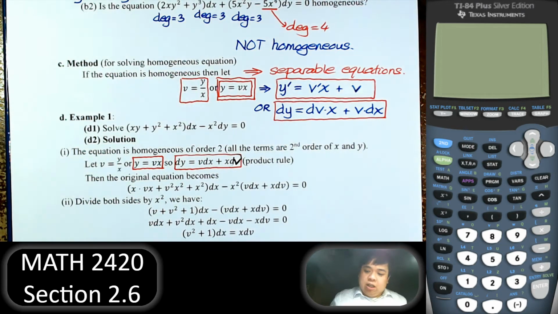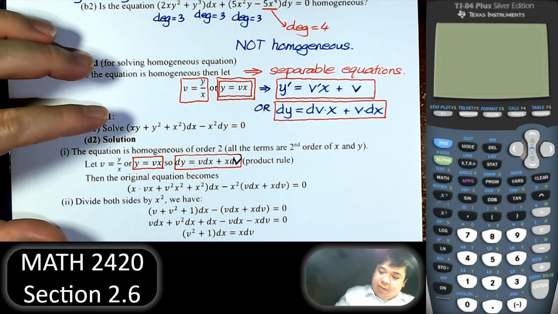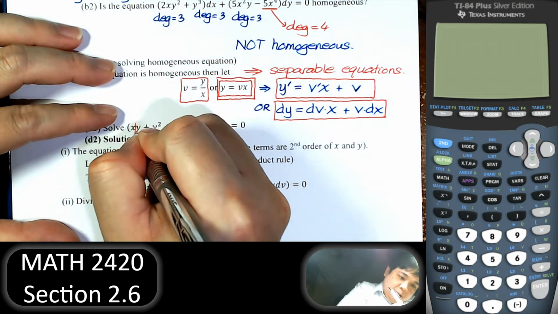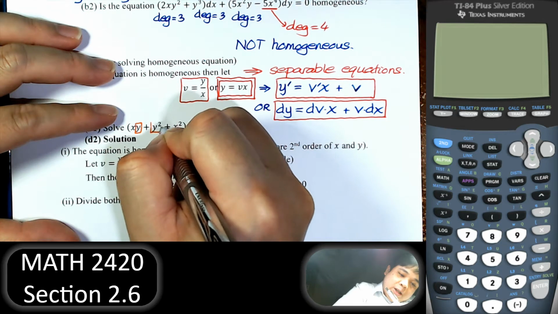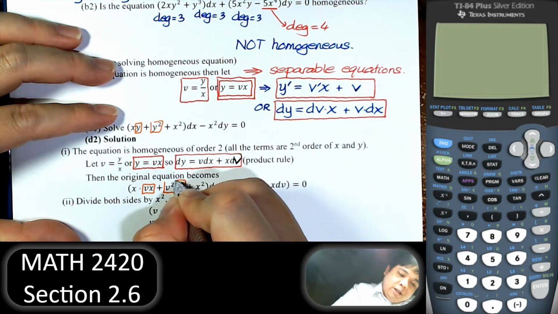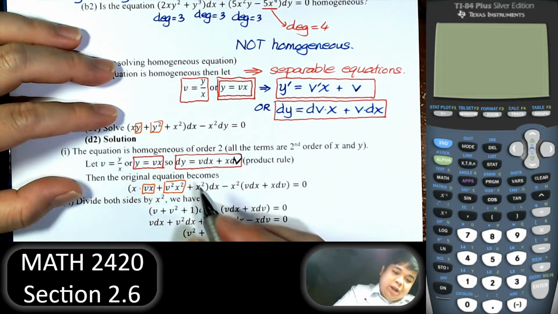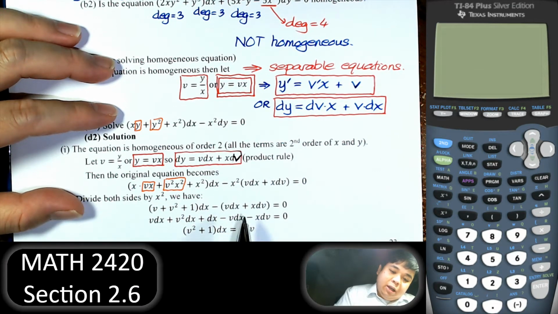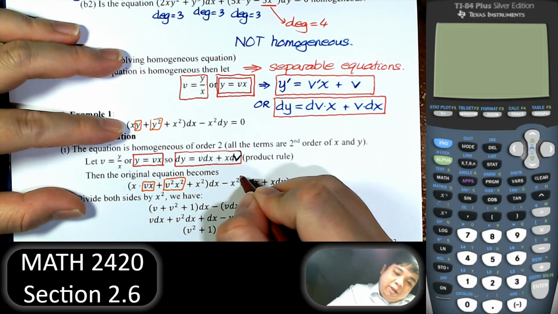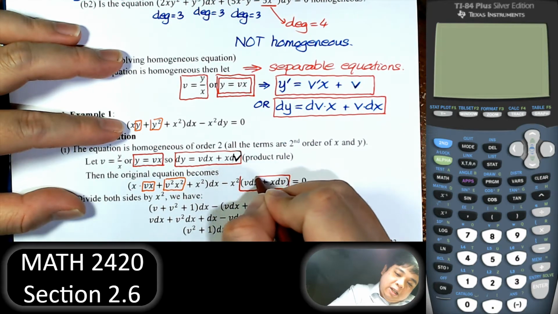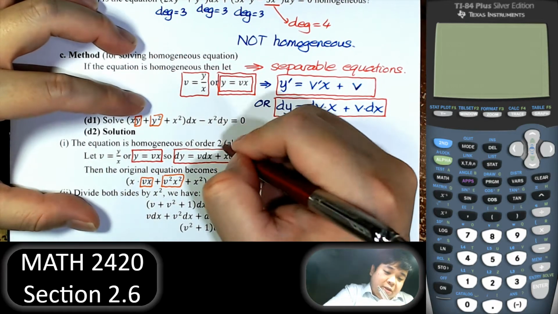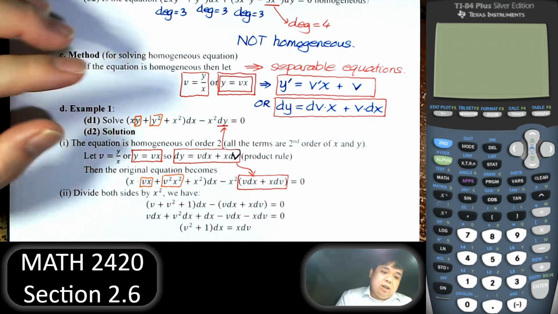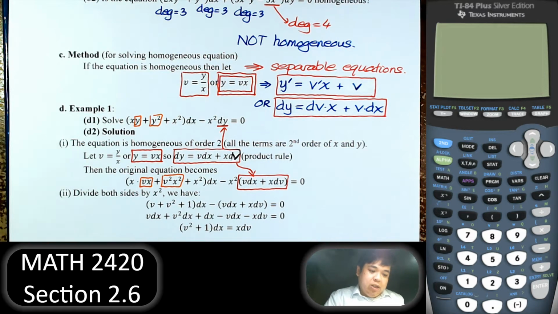Now we substitute everything into the equation. So where we have y, we're going to put vx, y squared, v squared x squared, x squared dx, same thing, xy, and dy is going to be v dx plus x dv. I'm going to substitute into that. So yeah, substitute everything into the original equation, and then we simplify.